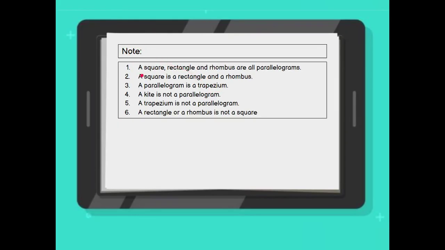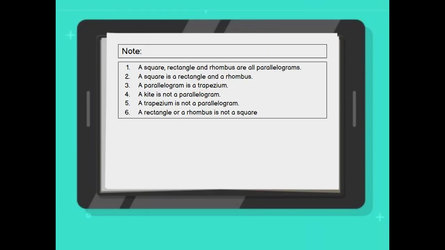Note, a square, rectangle and rhombus are all parallelograms. A square is a rectangle and a rhombus, as we discussed previously. A parallelogram is a trapezium. What is a trapezium? Let's revise. Trapezium, only one pair of opposite sides are parallel. Why is a parallelogram a trapezium? Because it has one as well as both the pairs of sides parallel.